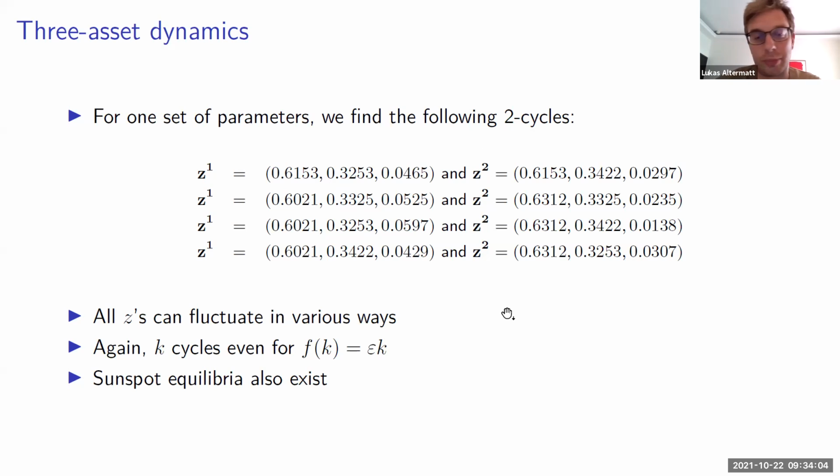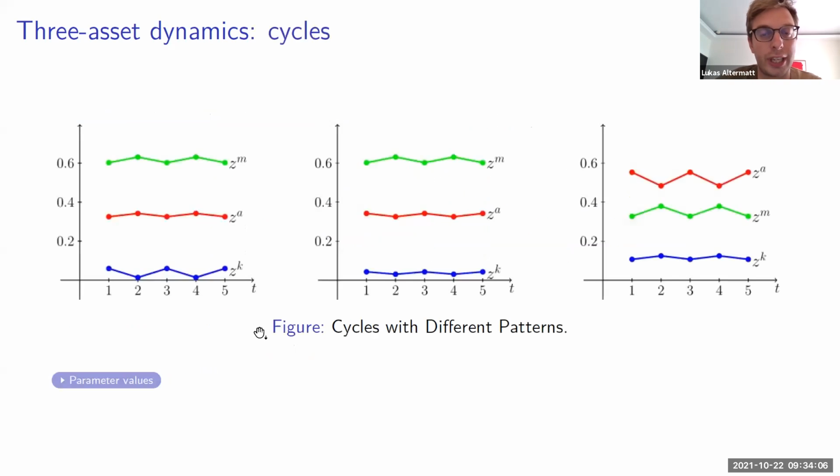So I can show them graphically on the next slide. So here, I think on the left-hand side, they coexist for the same parameters, whereas parameters are slightly different for the one on the right. But basically, you can get all kinds of correlations with 3 assets.